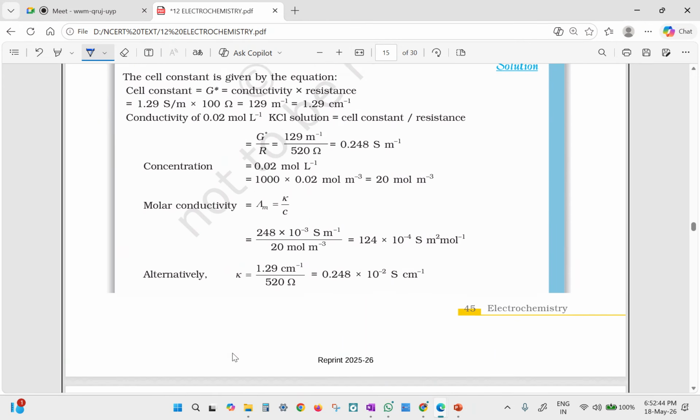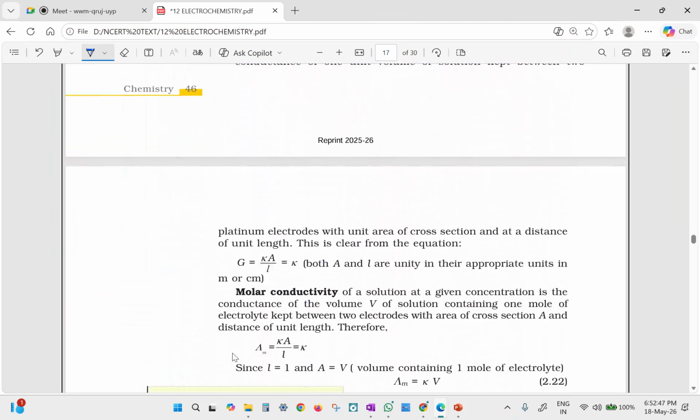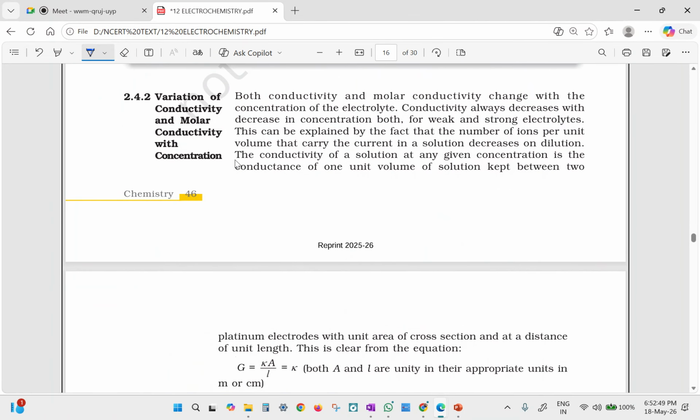I told you from here you can collect. See, I told you to mark these 2 lines. Don't change even a single word. This is the definition for conductivity. The conductivity of a solution at any given concentration is the conductance of 1 unit volume.